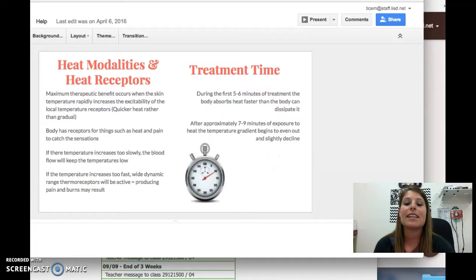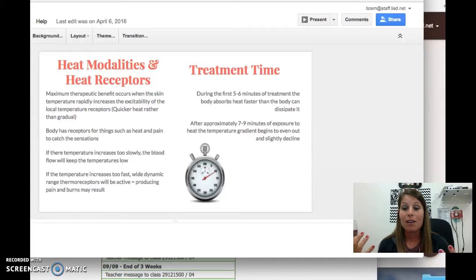So heat modalities and the heat receptors. Remember we talked about heat receptors in our last video. In order for you to have the most benefit from your modality treatment, you need to have a rapid increase in the temperature with those heat receptors. Quick heat rather than gradual heat.